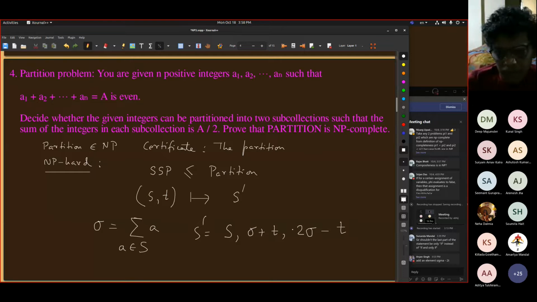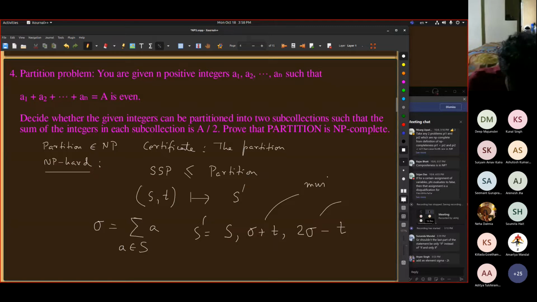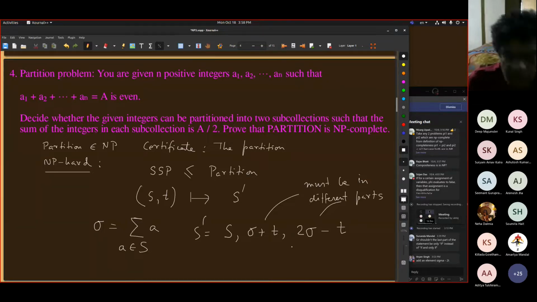Now, okay, so they must be in different parts. Otherwise, their sum is already 3 sigma, which is too big. Okay.